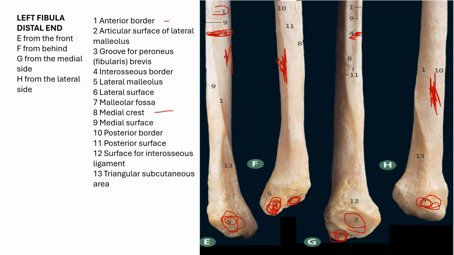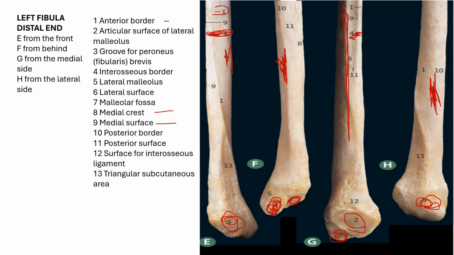The eighth one is the medial crest. The medial crest is a prominent landmark present on the fibula. It does not start from the distal end, but starts between the shaft, around the one-third of the shaft, and comes below toward the distal end.